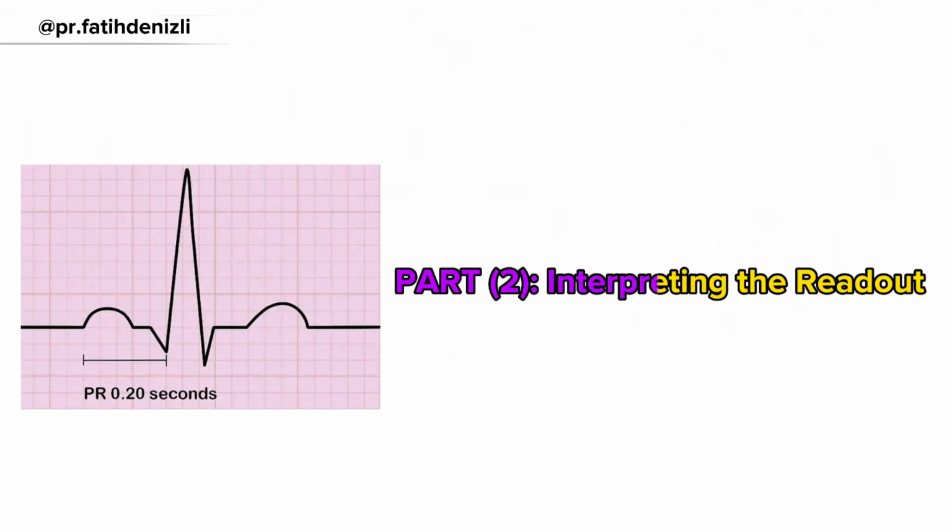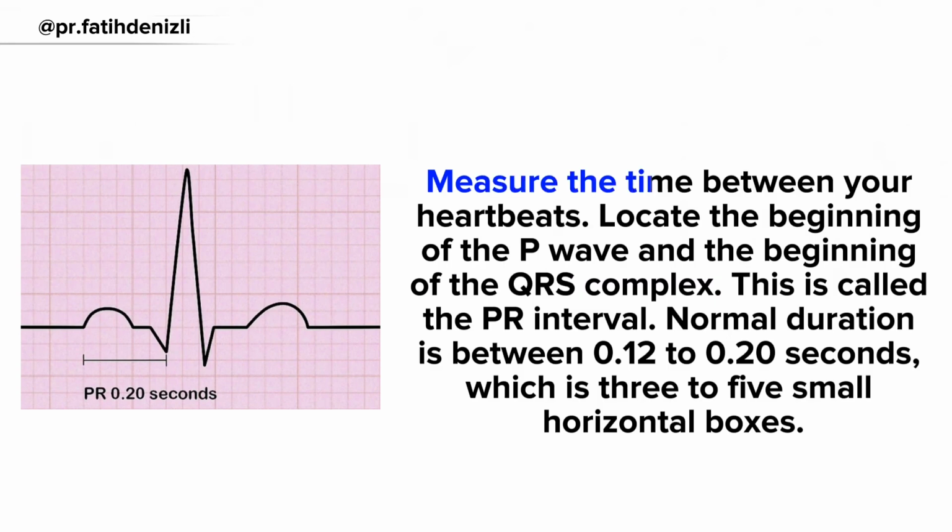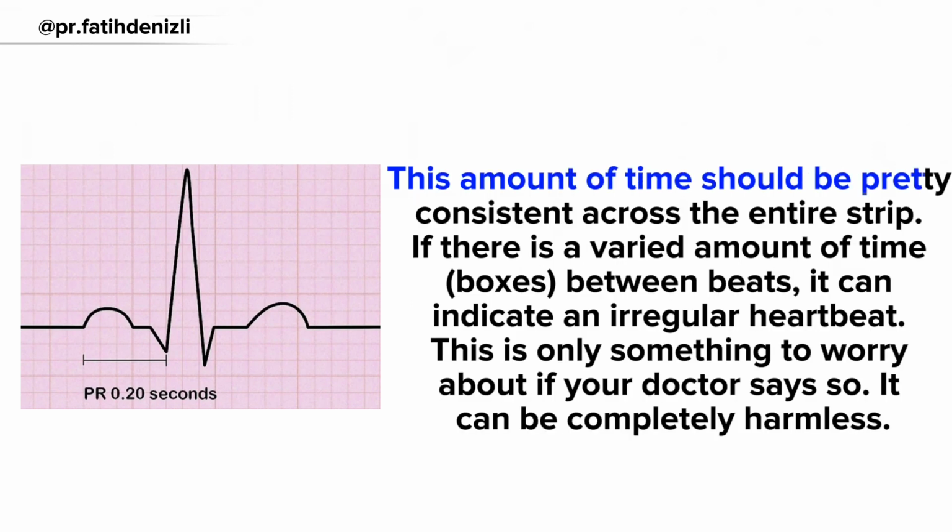Part 2. Interpreting the readout. Measure the time between your heartbeats. Locate the beginning of the P wave and the beginning of the QRS complex. This is called the PR interval. Normal duration is between 0.12 to 0.20 seconds, which is 3 to 5 small horizontal boxes. This amount of time should be pretty consistent across the entire strip.